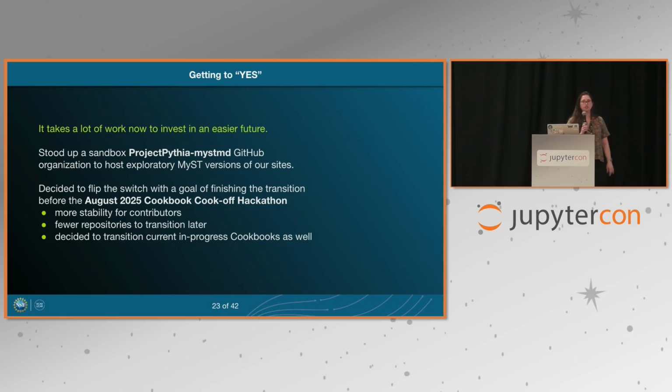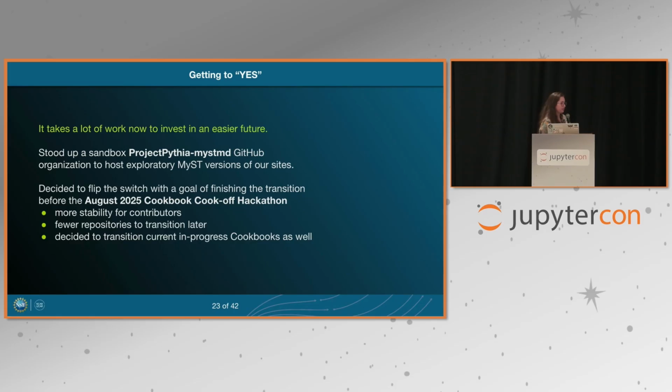So initially we stood up a separate GitHub organization that served as our sandbox, where we would transition just a few cookbooks and demo what it looked like and test, make sure we could meet the requirements that we had. And we decided that we wanted to have everything switched over before our hackathon this summer, which was in August.